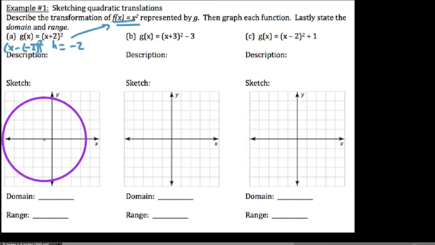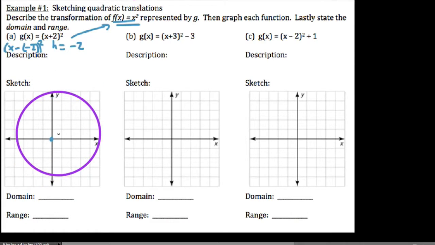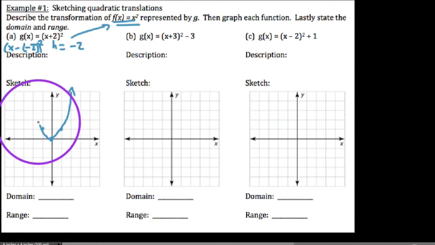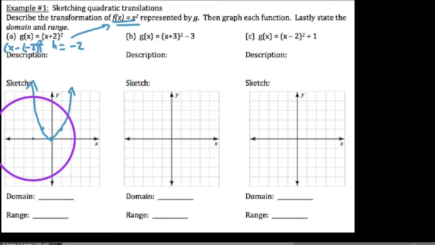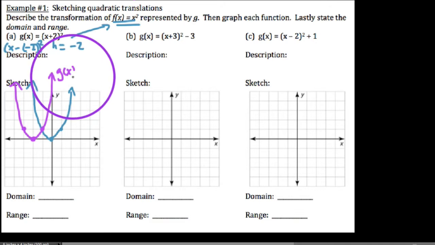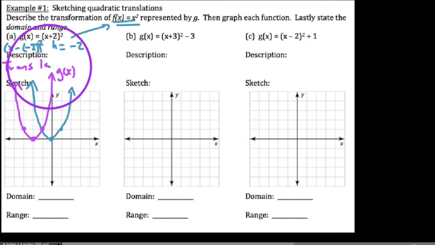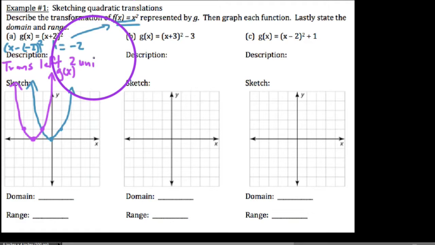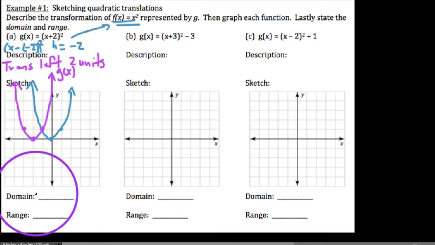So since this is a negative 2, if the original parent function starts at the origin, goes up 1, right 1, this is our initial parent function right here, our initial parabola. Essentially what we're going to get in this case is we're just going to go left 2 and then up 1, right 1, up 1, left 1, and then sketch this with symmetry. This would be our new g of x, and I'm going to label this g of x. And in terms of describing what changed about the parent function, it is translated left 2 units.